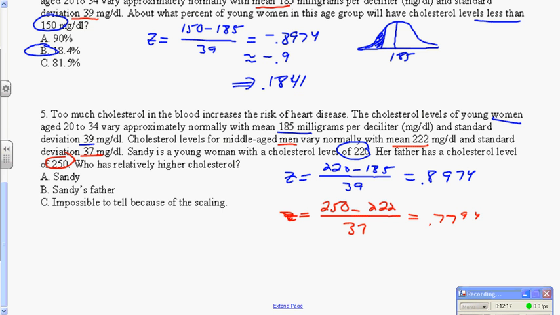Now what does that tell us? It tells us that the woman is further up the bell curve. Her score is further up from the norm. It's up here. And the man's is closer to the norm, not by much, but a little bit closer. So in terms of who has the relatively higher cholesterol, it would be hers. So Sandy.